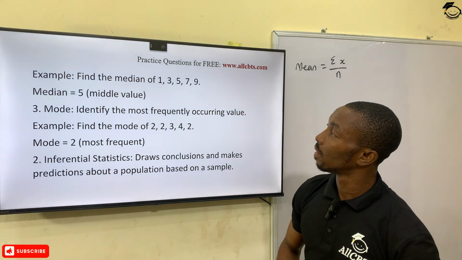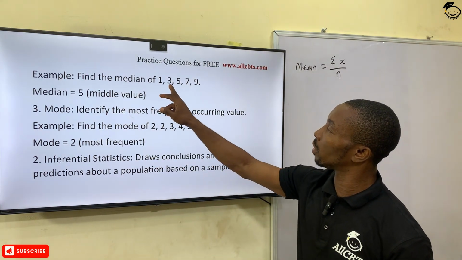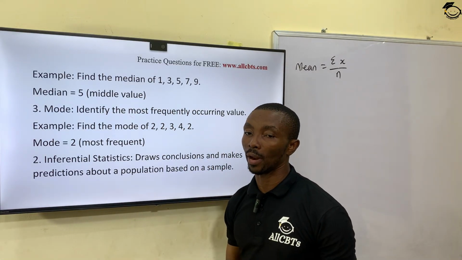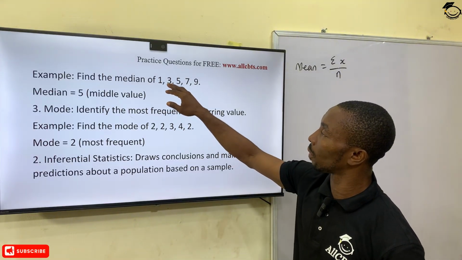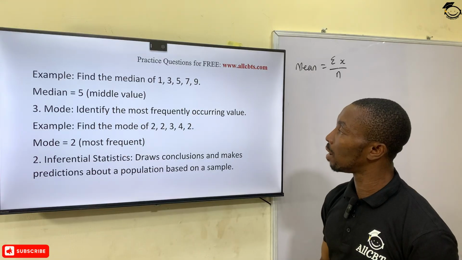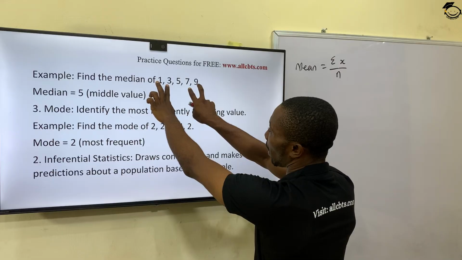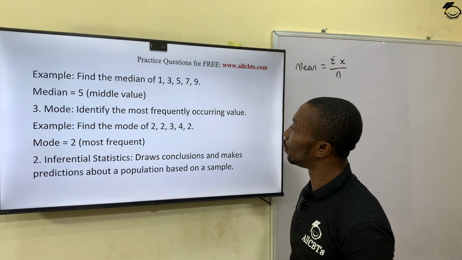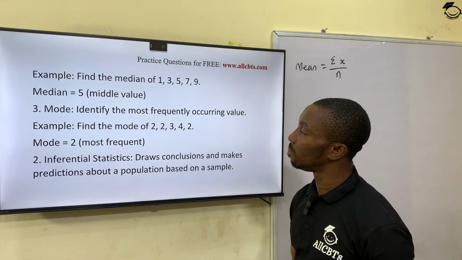Next, find the median of this set of data. We have 1, 3, 5, 7, 9. It's already arranged in ascending order. Now we are looking for the middle number. If we count 2 from our left and 2 from our right, we can see that we have 5 as our middle number. So the value 5 becomes our median.